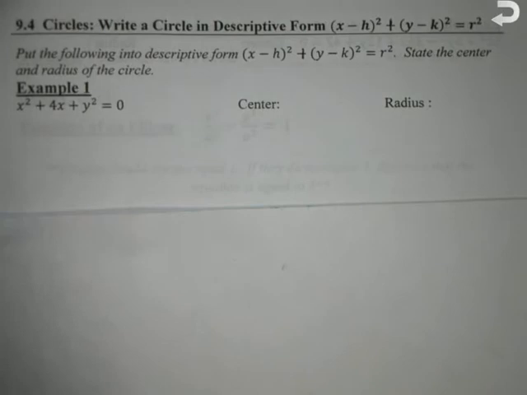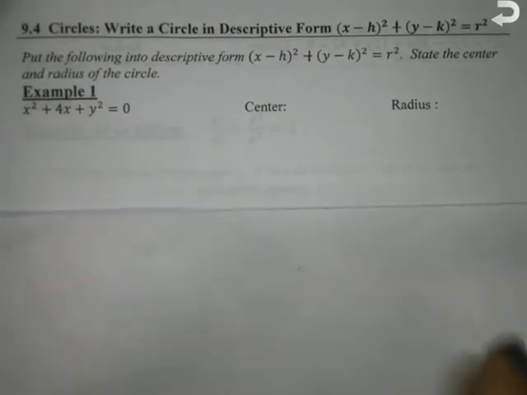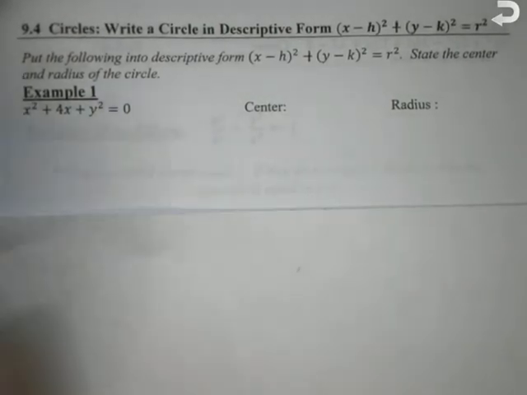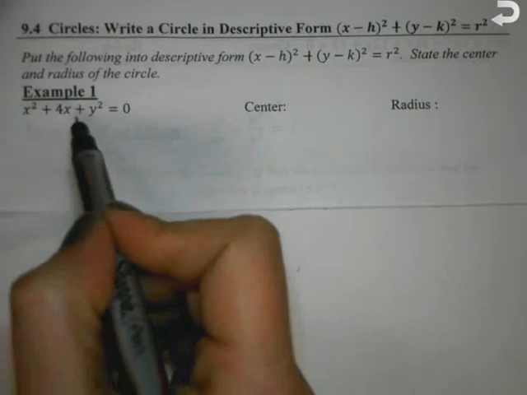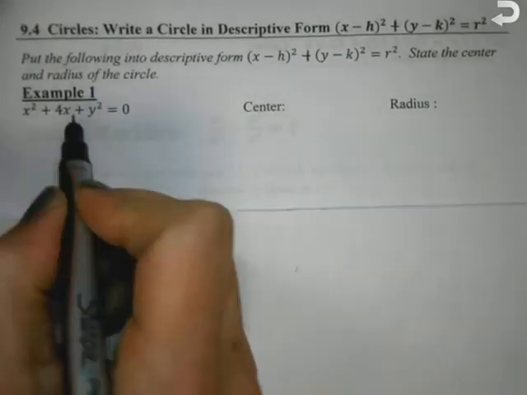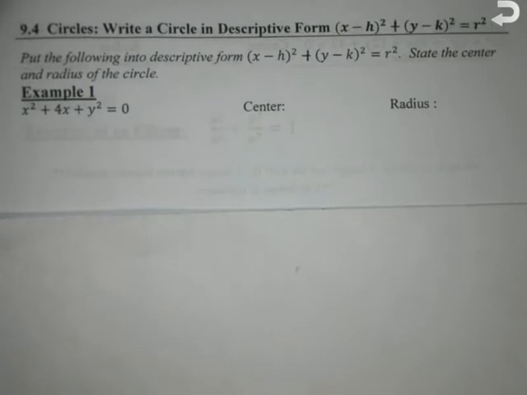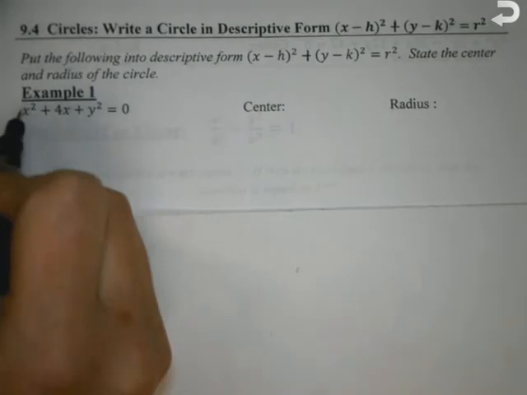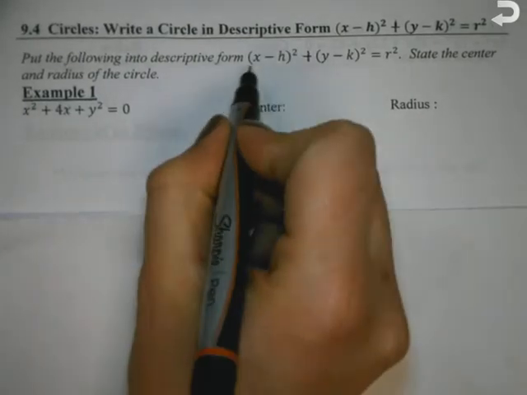It is. How can I tell? It has an x squared and a y squared. What is different about this equation than that one? It has this extra 4x in there, right? So what we're going to do is we want to try and make this guy look like this.